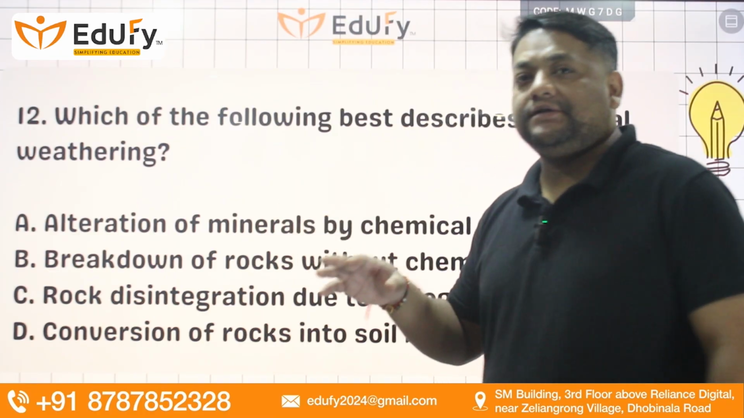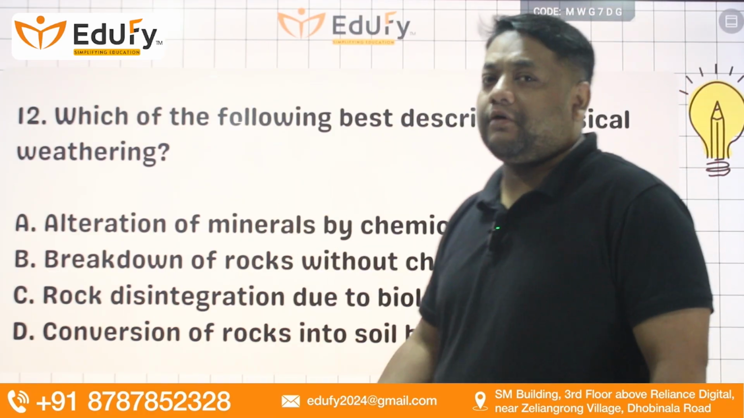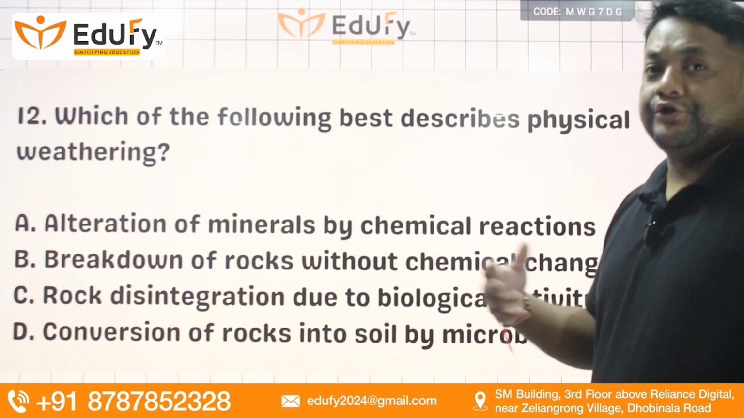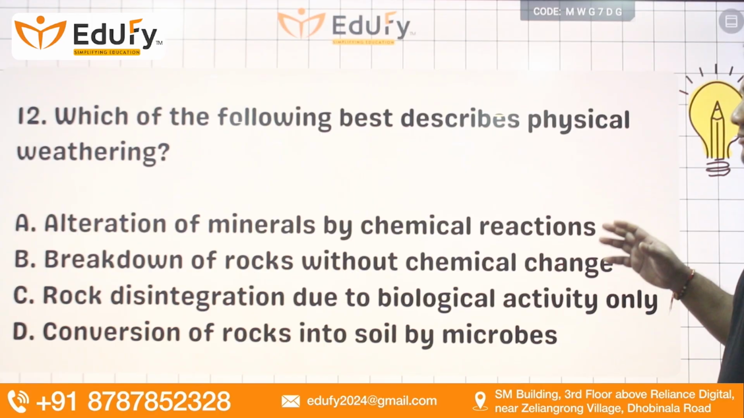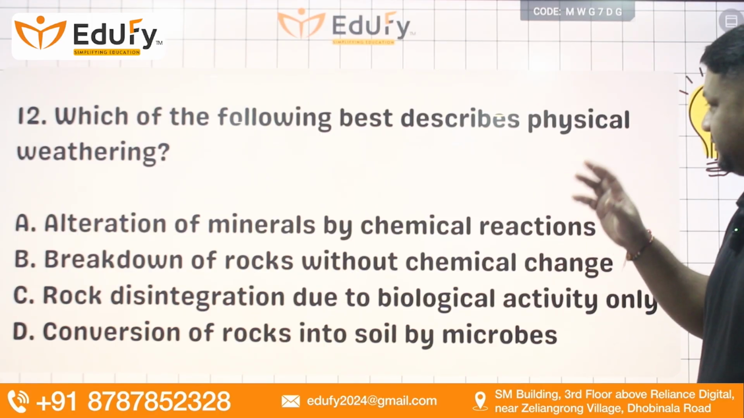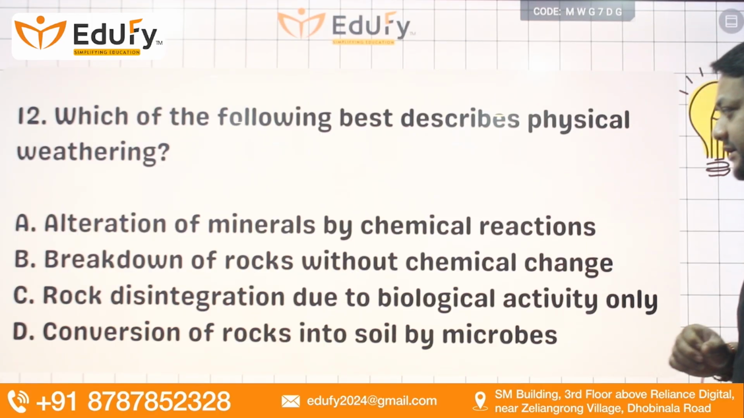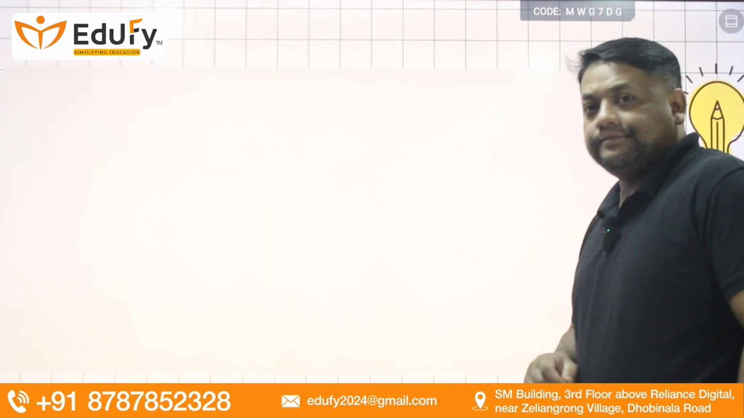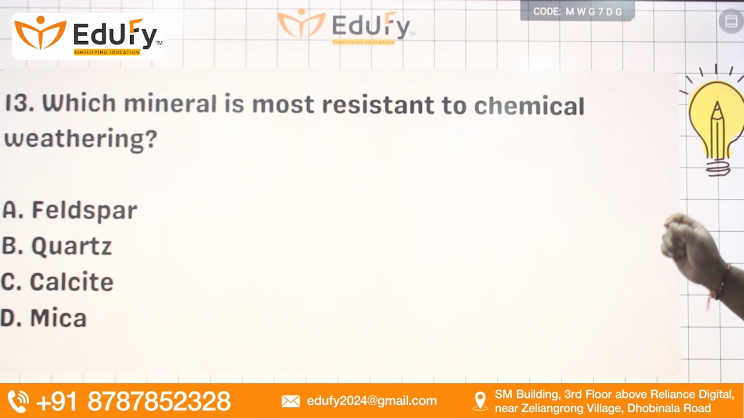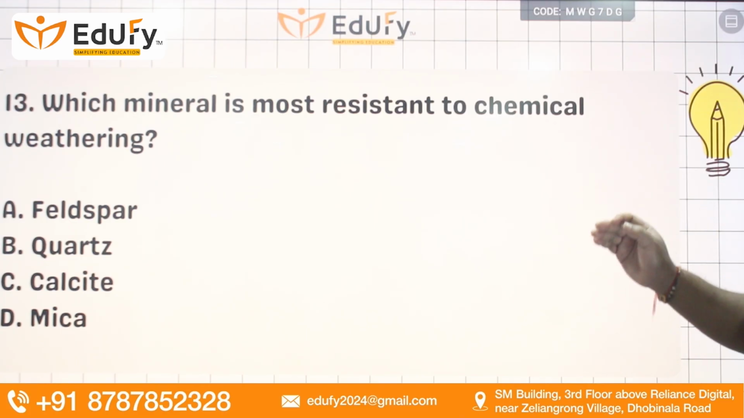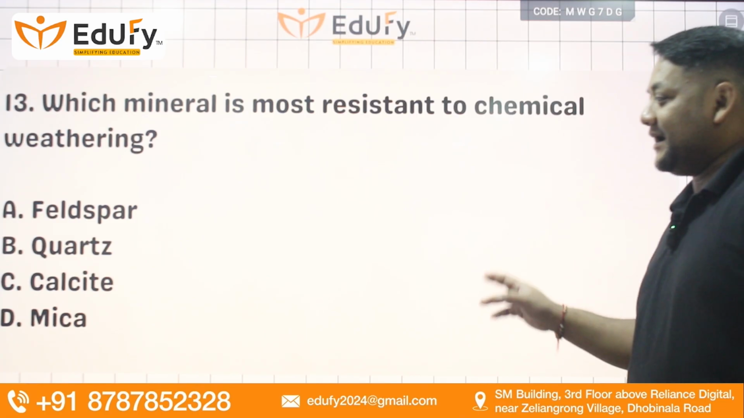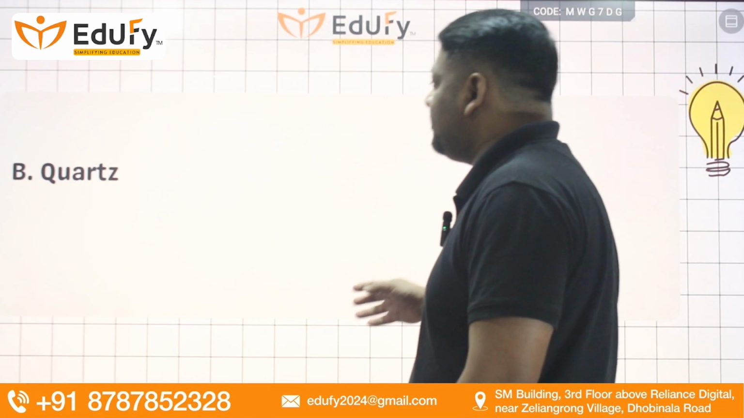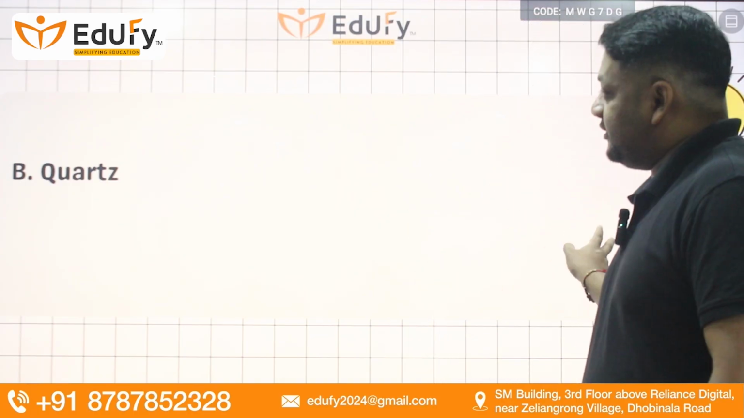B is correct because physical weathering causes breakdown of rocks without changing their basic assembly or constituents. Physical weathering is breakdown of rocks without chemical change. So B is the right answer. Next question. Which mineral is most resistant to chemical weathering? Feldspar, quartz, calcite, mica. Quartz is one of the resistant materials which we find naturally in nature.